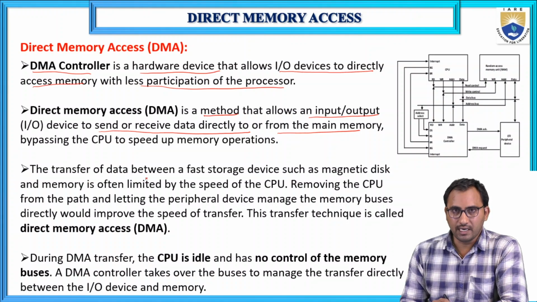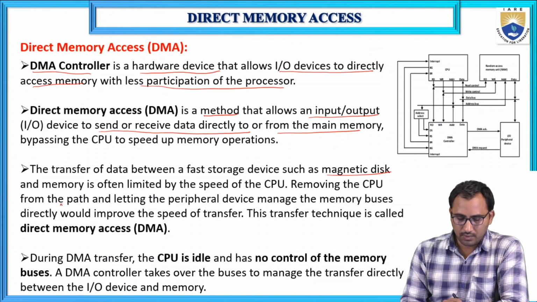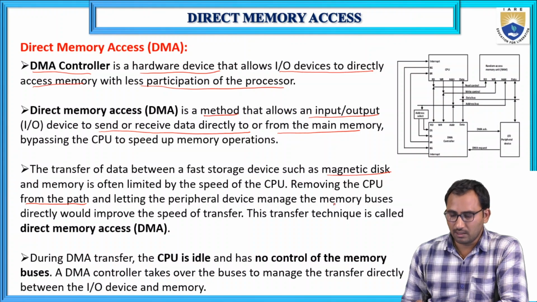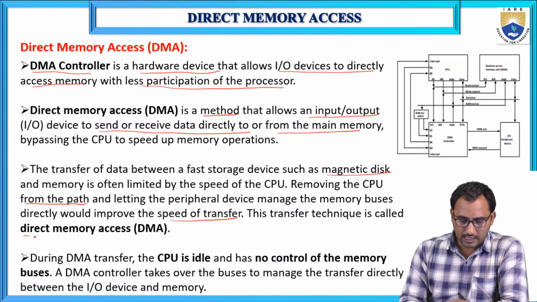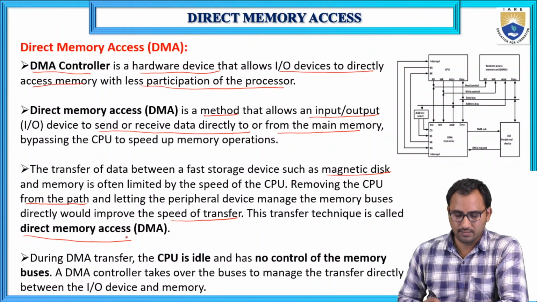The transfer of data between a fast storage device such as a magnetic disk and memory is often limited by the speed of the CPU. So removing the CPU from the path and letting the peripheral device manage the memory buses directly would improve the speed of transfer. This transfer technique is called direct memory access.